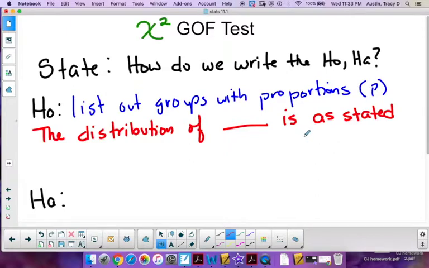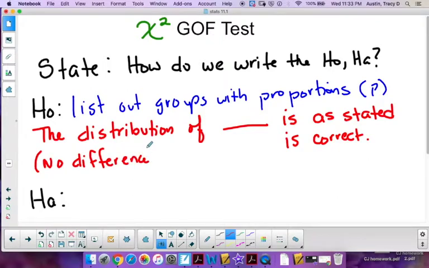Okay, or you could also say is correct, and that's all you would have to put, that it's correct, that there's nothing wrong with it, because the null is basically that there is, again, no difference between what you're told and what actually is. Okay, that's always what your null is supposed to be. So again, the distribution of blank is as stated, and like I said, it's normally stated in the problem, or you could say it's correct.